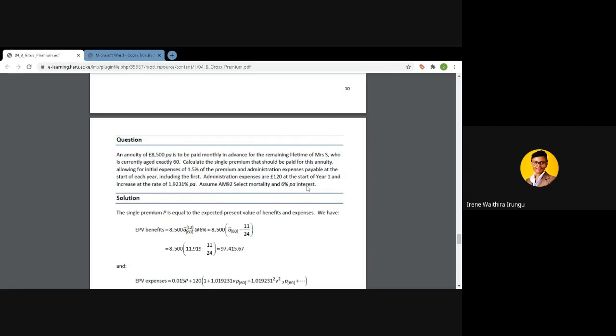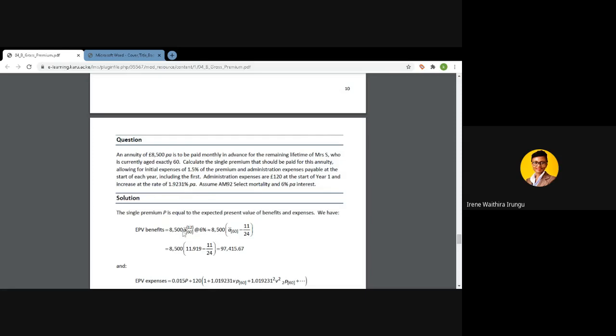So again, we split the EPV of benefits, EPV of premium, and EPV of expenses. Because it's a single premium, the expected present value of the premium will remain the value of the unknown P. Now the EPV of benefits. Being an annuity, the benefit is the amount paid to Mrs. S, which is 8,500, and this amount is being paid monthly in advance.